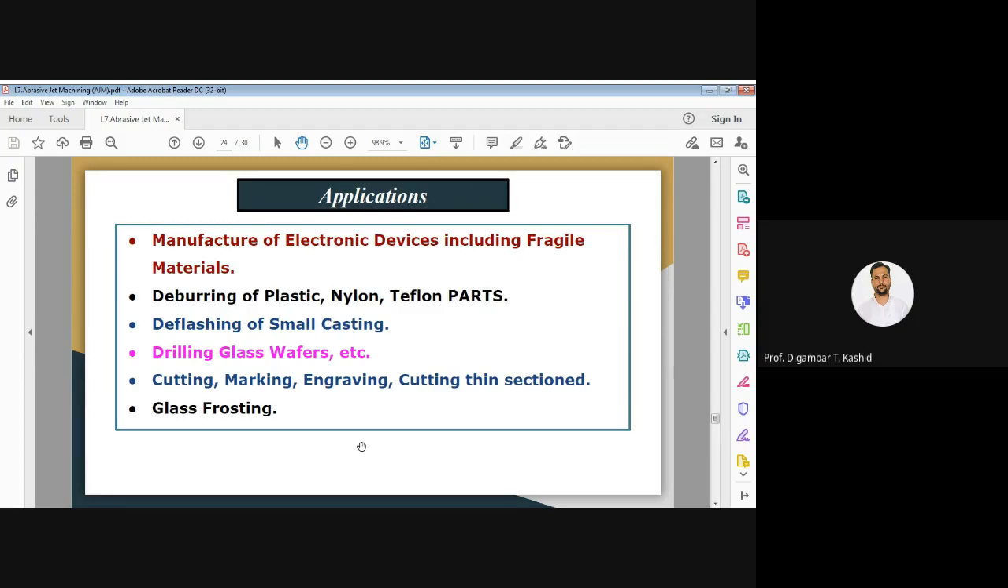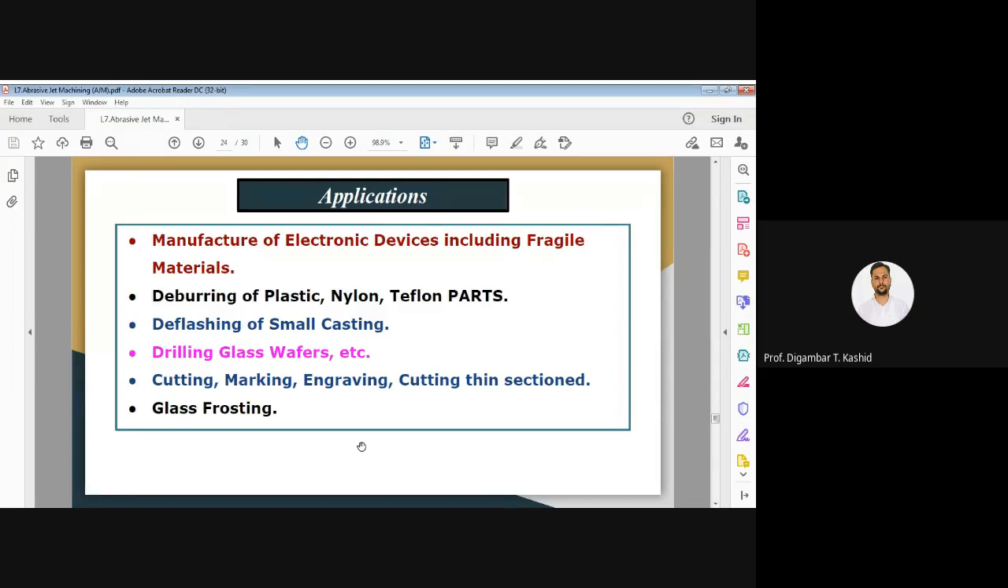Again, for cutting, marking, engraving, and cutting thin sections, we can also use abrasive jet machining. So cutting, marking, engraving, cutting thin sections. So these are the other applications. Whatever I have shown here are the widely used applications of our abrasive jet machining process.